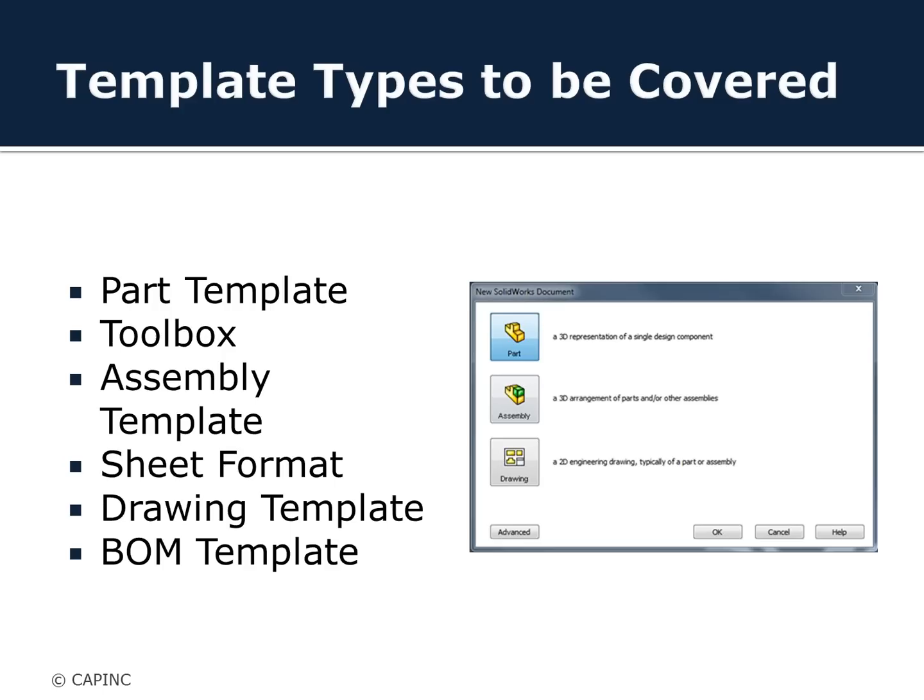So the types of templates we're going to cover today are part templates, the toolbox and how to set them up, assembly templates, and then sheet format, which is basically your title block, the drawing template itself, and then your bill of material template.